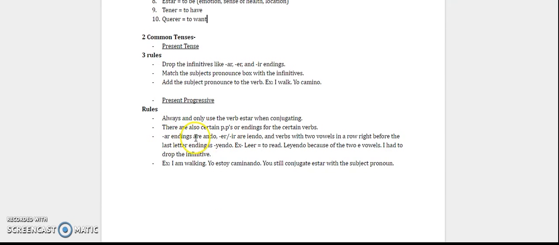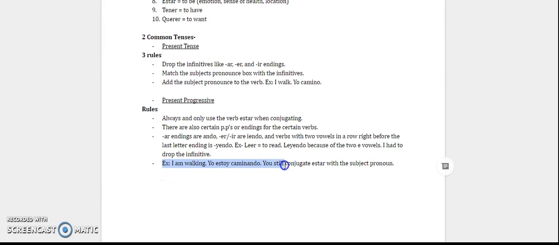So like the AR endings are ando, ER and IR are the exact same thing, it's endo. And then verbs with two vowels right before the last letter have a different ending. It's actually yendo, with a Y instead of an E, for ER and IR verbs. So like leer, which is to read, would be leyendo. You still have to drop the infinitive, just add the ending, which is yendo, because of the two letter E's that are vowels. I still have to drop the infinitive even though it's a different ending.